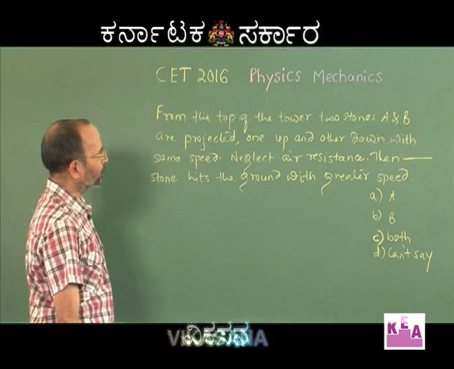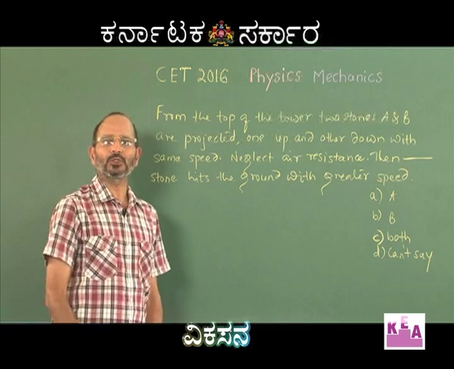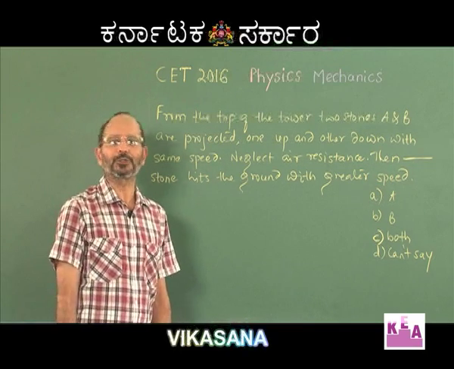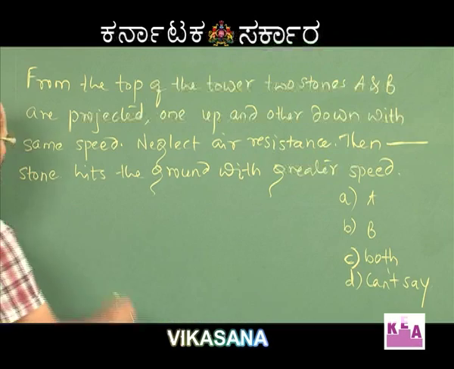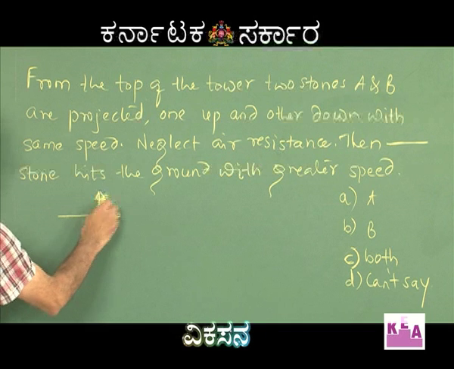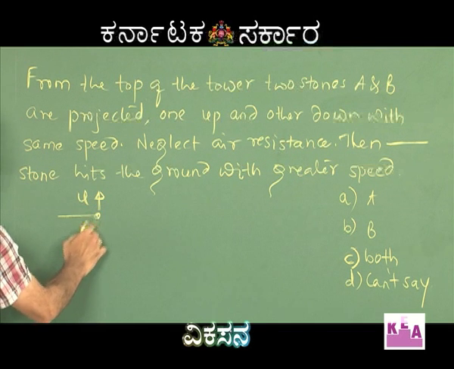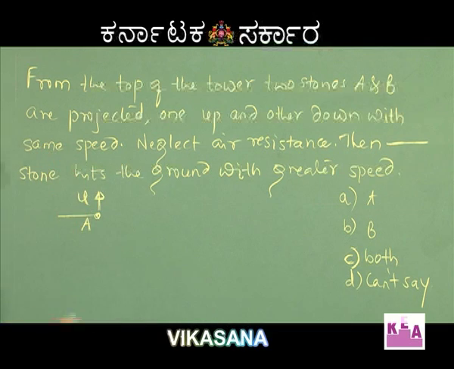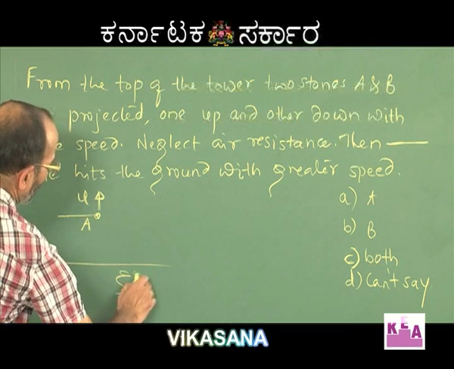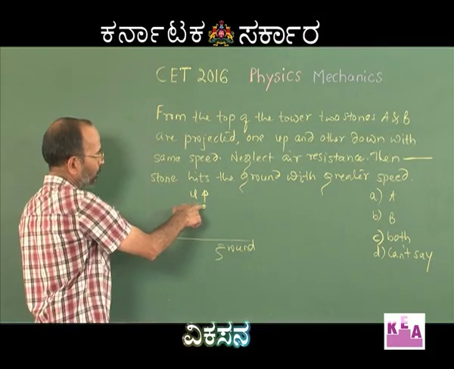And the interesting part of this is, most of you will be of the opinion that the one which has been projected downwards will hit the ground with greater speed. But see the fun. Say this is the tower from where you have projected the particle with a velocity u upwards, and let us call the particle A. This is the ground where the stone is supposed to reach. But what will happen to this?